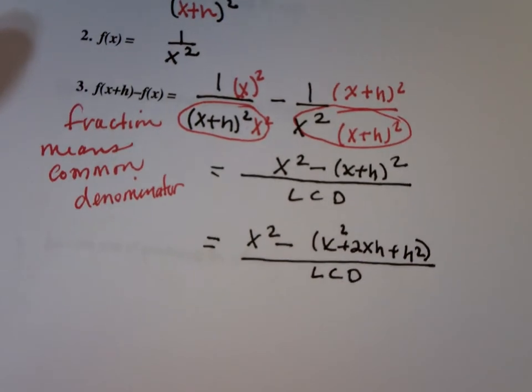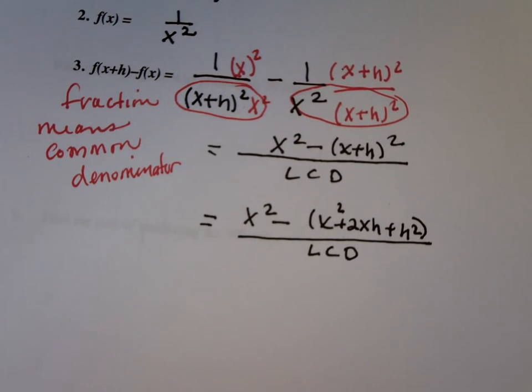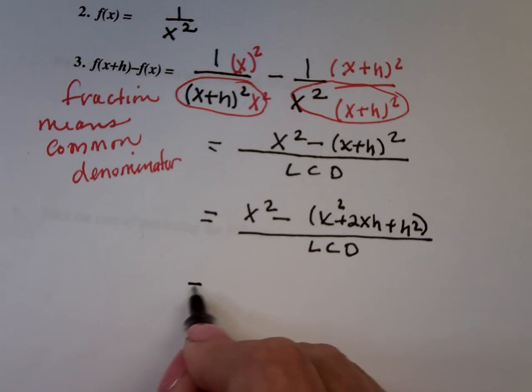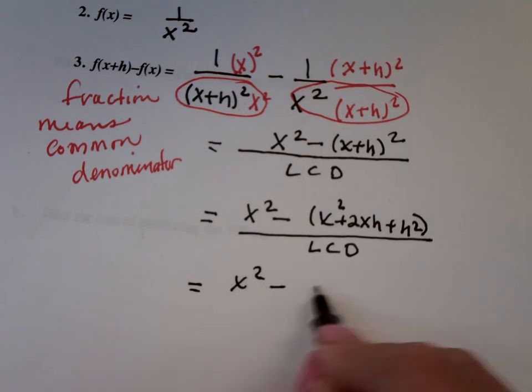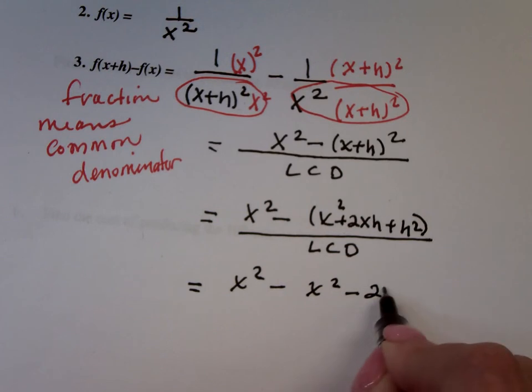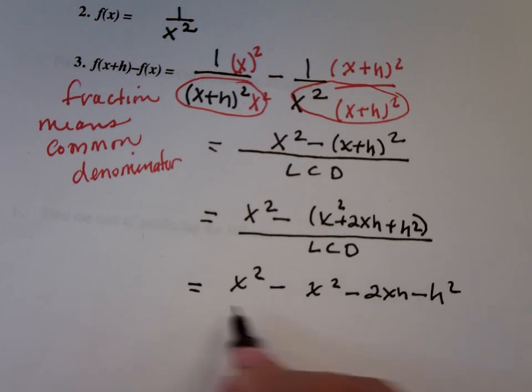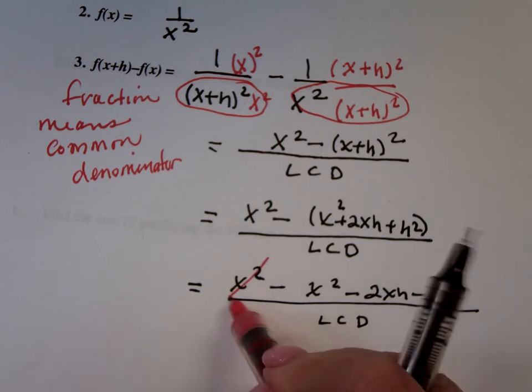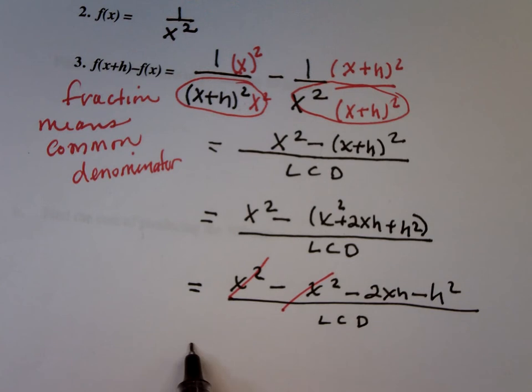Over the LCD. And I always write the LCD in. Why? Because we get so caught up in simplifying the numerator, we forget we had a denominator. You say, oh yeah, so much work, and then we forgot the denominator was there, because that's the key to the whole thing. So this then becomes x squared minus x squared minus 2xh minus h squared all over the LCD. Now if you notice, everything goes except terms in the numerator that have h's.